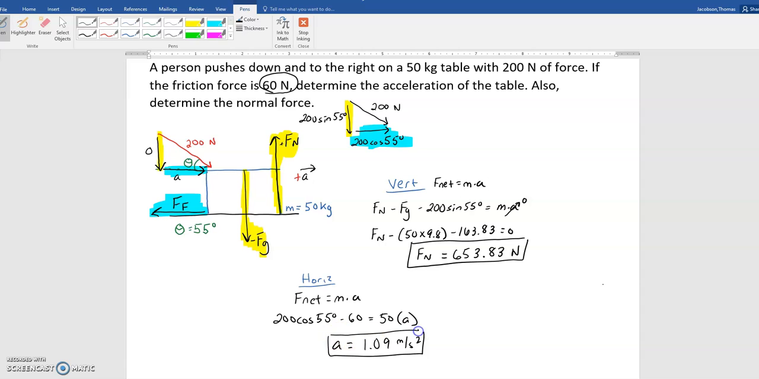And that's how you do these problems. Remember, if you did the horizontal first, that would be fine. Just remember, this acceleration is our horizontal acceleration. This acceleration that we just got here does not affect the acceleration in the vertical, because that is 0. It is only accelerating to the right. All right, let's go ahead and solve one more problem that is very similar to what we just did.